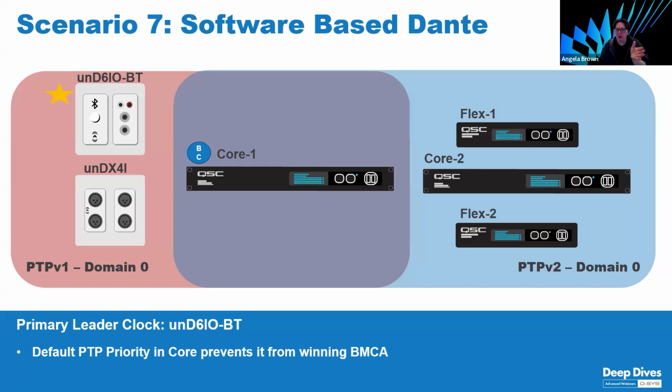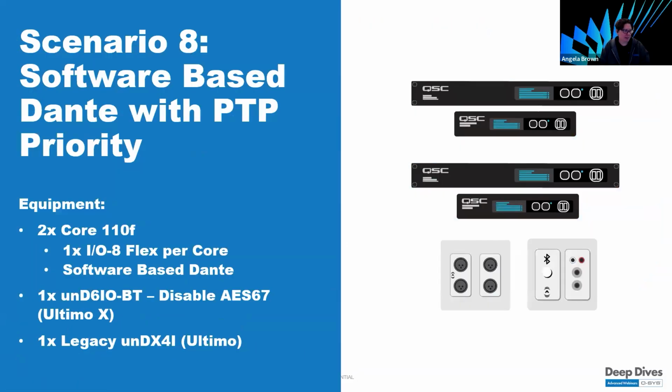In this situation, you might think that the core 1 is actually acting as the clock leader for PTP-V2. Well, it sort of is. It sort of is, but it's actually passing through that information and the clock details from the UND6IOBT. All righty. So now how do we fix that? How do we make it so our clock is the master?